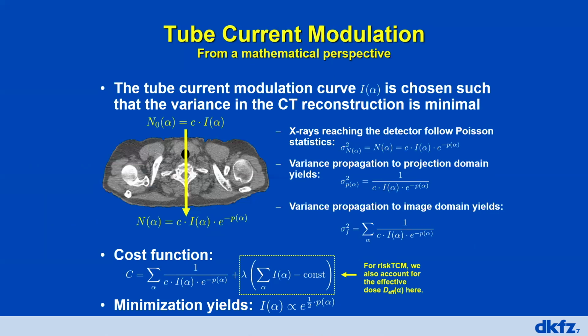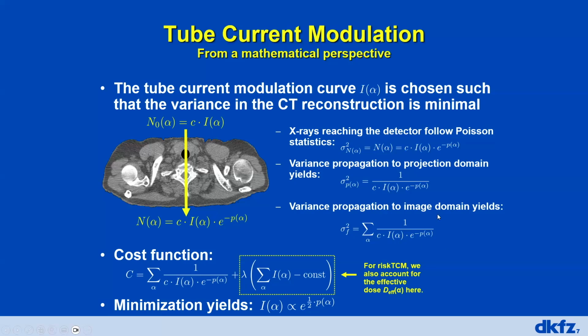From a mathematical perspective, this tube current modulation curve as function of view angle alpha is chosen such that the variance in the CT reconstruction is minimal. So we know that X-rays reaching the detector follow Poisson statistics, as shown on this slide. This is the first equation over here. And then we can perform a variance propagation to projection domain, and in the following step to image domain.